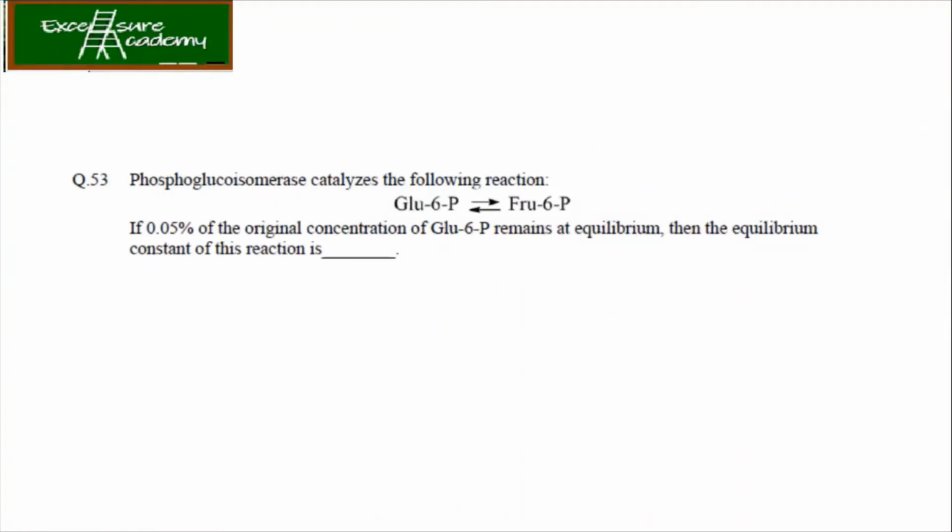Now the next question is: phosphoglucoisomerase catalyzes the following reaction, glucose 6-phosphate to fructose 6-phosphate. This is a reversible reaction. Now, if 0.05% of the original concentration of glucose 6-phosphate remains at equilibrium, then the equilibrium constant of this reaction is dash. So this is something we need to calculate. How are we going to calculate it?